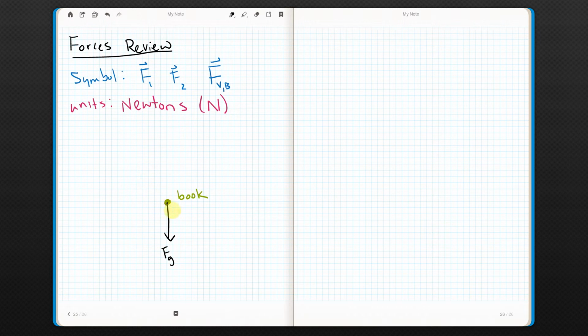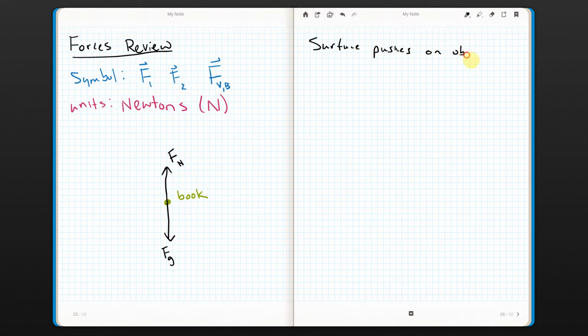It might be sitting on a table, so the table would push up. Force of the table on the book. We call that the normal force. That brings up some special names. Whenever a surface pushes on an object, it's reacting to that object pushing into the surface. We call that the normal force.